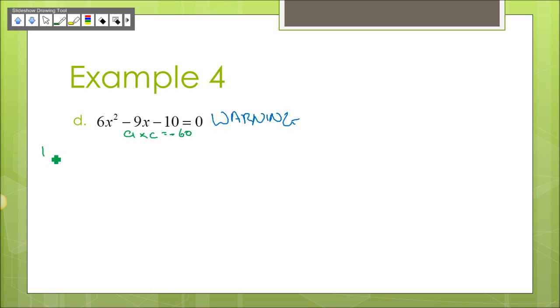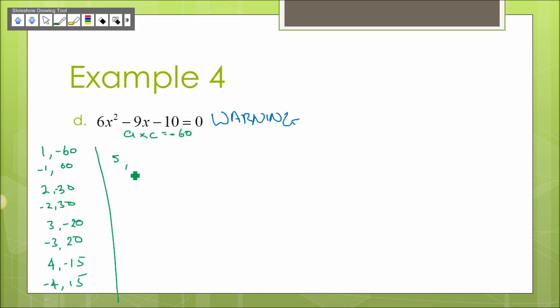We have 1 and minus 60. Minus 1 and 60, I'll go through these pretty fast. 2 and minus 30. Minus 2 and 30. We have 3 and minus 20. Minus 3 and 20. 4 and minus 15. Minus 4 and 15. We have 5 and minus 12, minus 5 and 12, 6 and minus 10, and minus 6 and 10, and that's it.